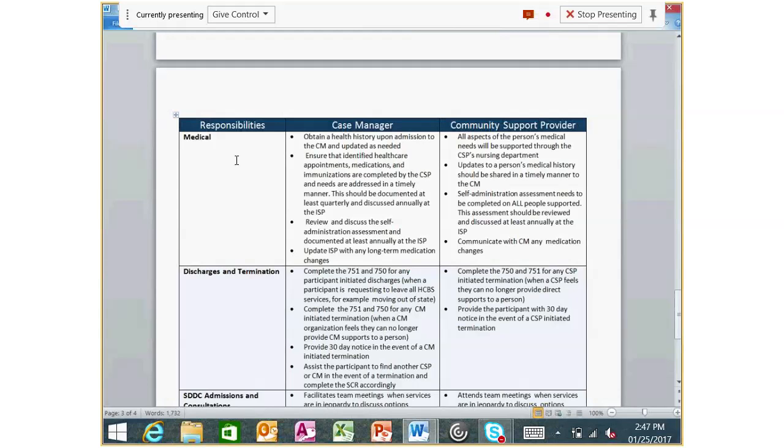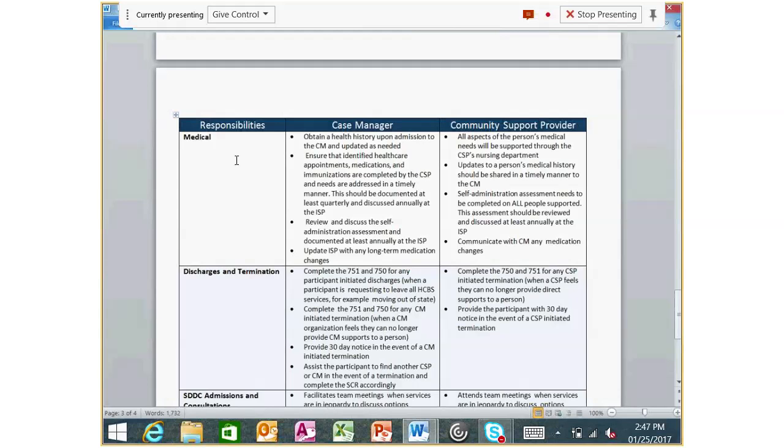On the community support provider side, really there won't be a whole lot of changes. All aspects of the person's medical needs will be supported through the community support provider's nursing department. That would be medical appointments, updating immunizations, ordering medications, those sort of things. Updates to the person's medical history should be shared in a timely manner to the case managers. They're really going to glean on that nursing department. The case managers will look to them for that information.